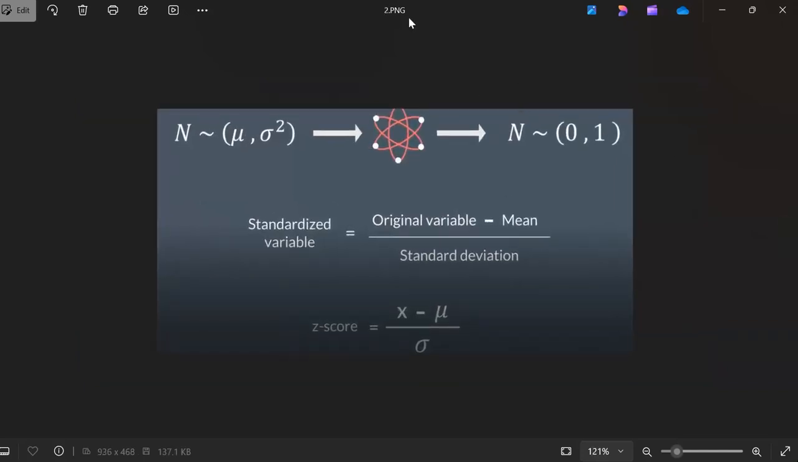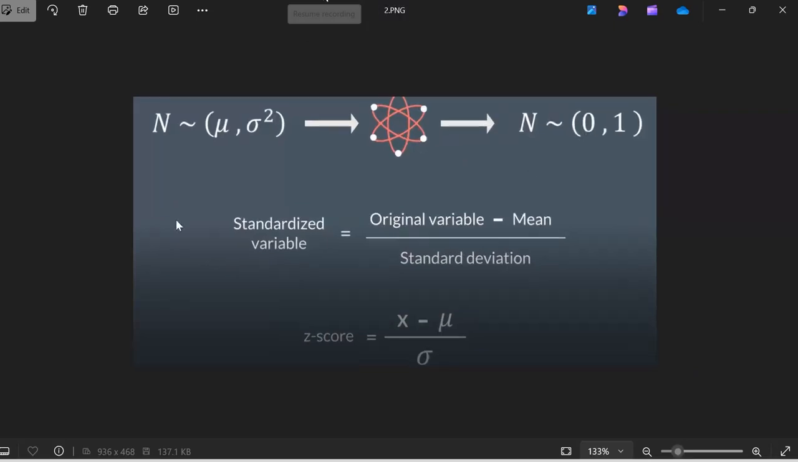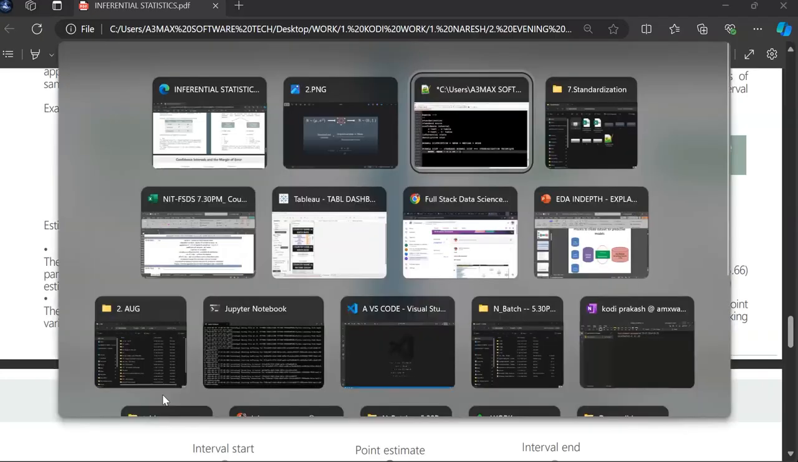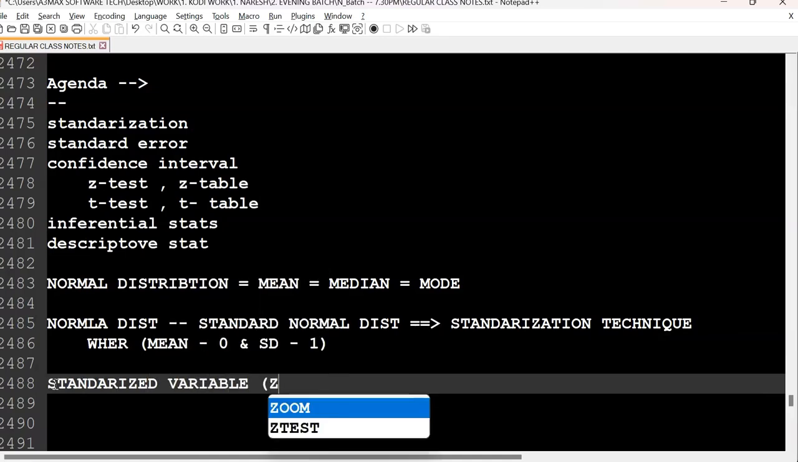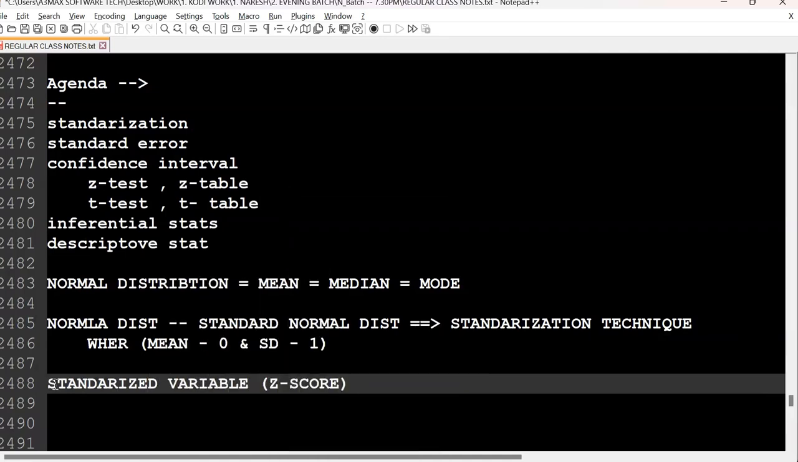Sometimes your voice is breaking. No, Prashna, check your connection. So a normal distribution standardized to 0 mean and standard deviation 1 gives a standardized variable, called the Z-score. Understand? So let me introduce the standardized variable, also called the Z-score. Very powerful concept, Z-score. Okay.